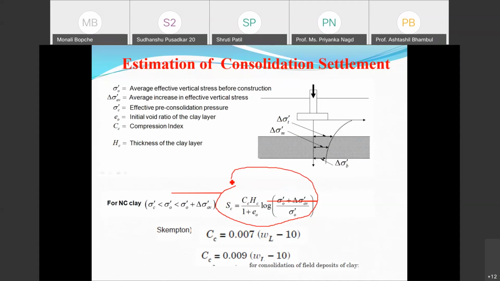Cc can be obtained from your consolidation test. Also, it can be obtained from these two equations: 0.007 into (WL minus 10) or 0.009 into (WL minus 8). So once I know these values, I can calculate the consolidation settlement.